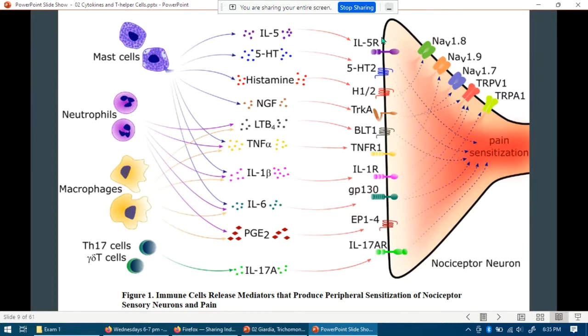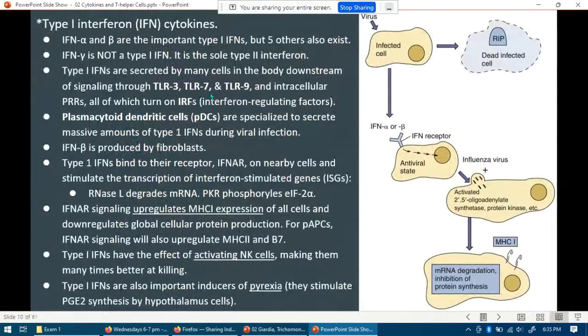Okay, you can see that it is a little bit complex, but this is just an overview. You're obviously not expected to know all the different receptors for these or anything. Then we have these really important cytokines called the type 1 interferons. So this is, separate this from macrophages in your brain because these aren't necessarily related to macrophages.